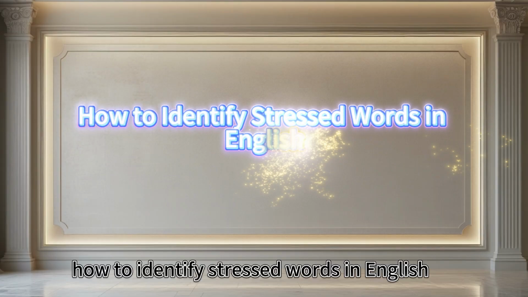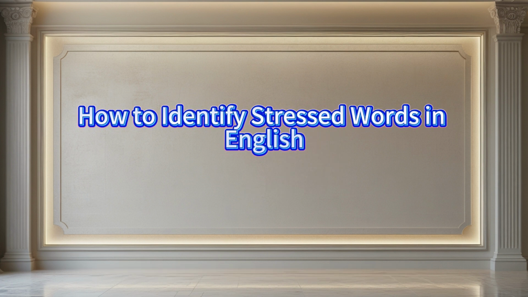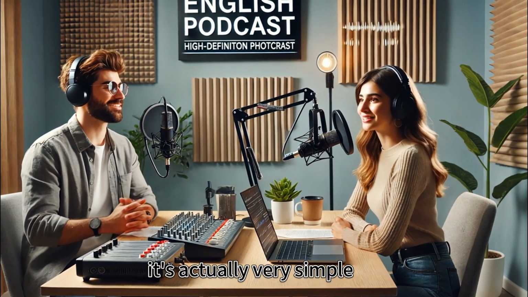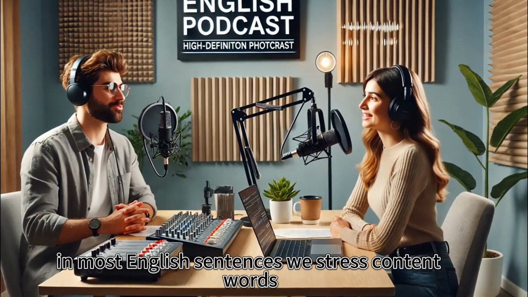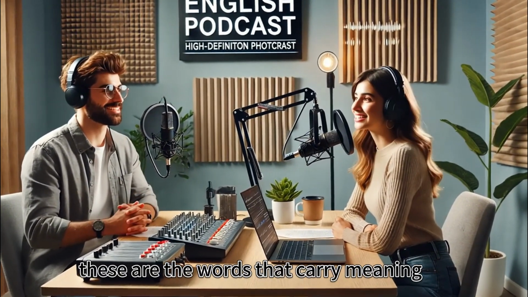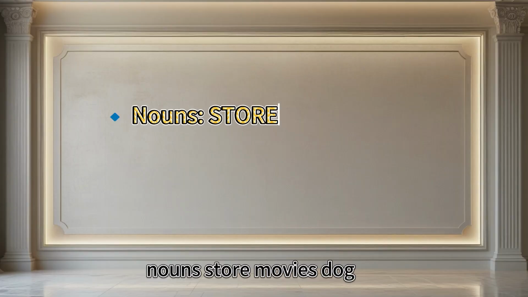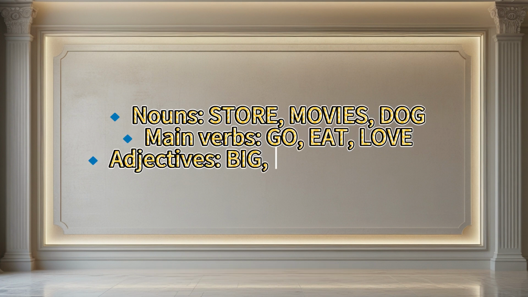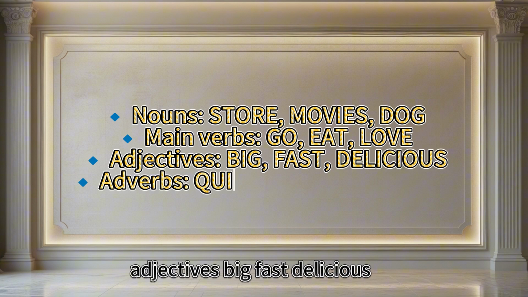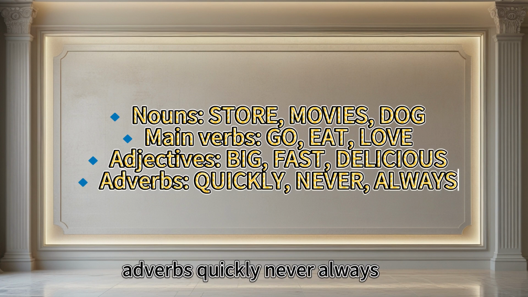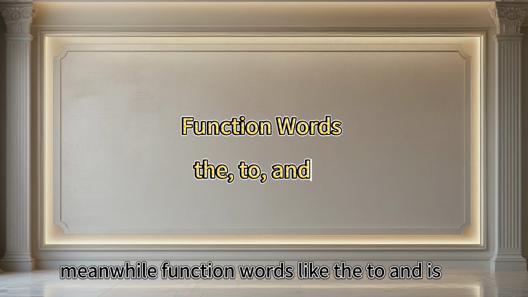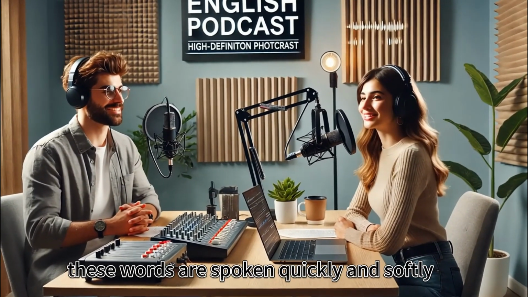How to identify stressed words in English. Now, how do you know which words to stress? It's actually very simple. In most English sentences, we stress content words. These are the words that carry meaning. Nouns: store, movies, dog. Main verbs: go, eat, love. Adjectives: big, fast, delicious. Adverbs: quickly, never, always. Meanwhile, function words, like "the," "to," and "is," are usually not stressed. These words are spoken quickly and softly.